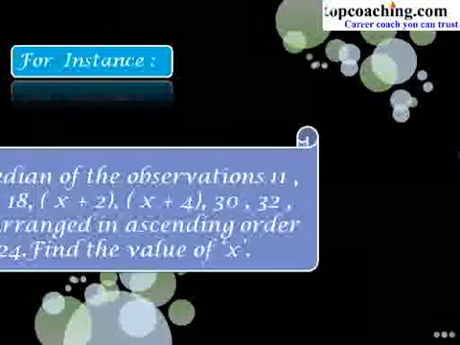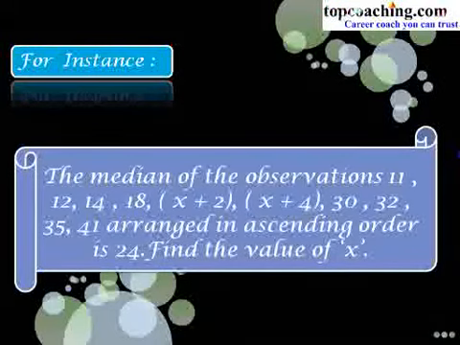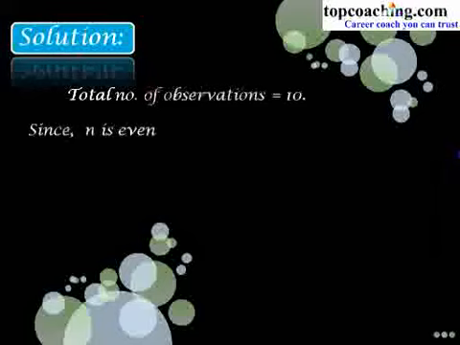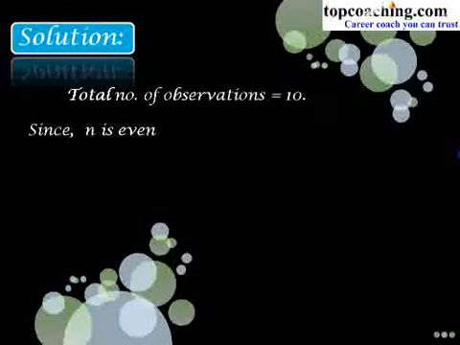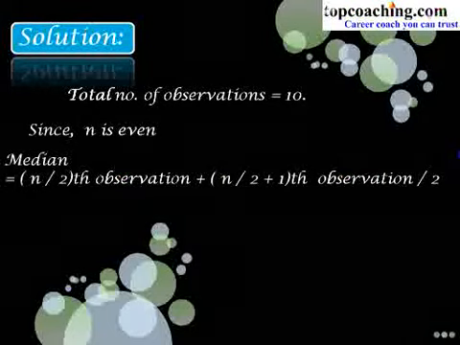Moving to our next example: the median of the observations 11, 12, 14, 18, x plus 2, x plus 4, 30, 32, 35, 41 arranged in ascending order is 24. Now find the value of x. Moving to our solution, the total number of observations given is 10. Since 10 is even, we apply the formula: the n by 2th observation plus the (n by 2 plus 1)th observation, divided by 2.